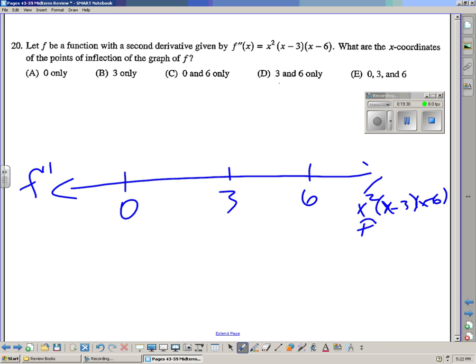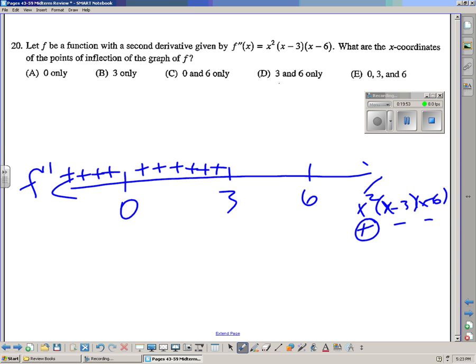So x squared is always positive. If we're to the left of 0, say negative 1, x minus 3 is negative, x minus 6 is negative. Positive times a negative is a positive. Then picking a number between 0 and 3, say 1, x squared is positive, 1 minus 3 is still negative, 1 minus 6 is still negative. So we did not make a sign change there. That was a fake out.